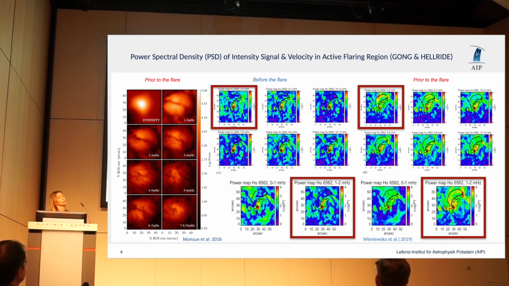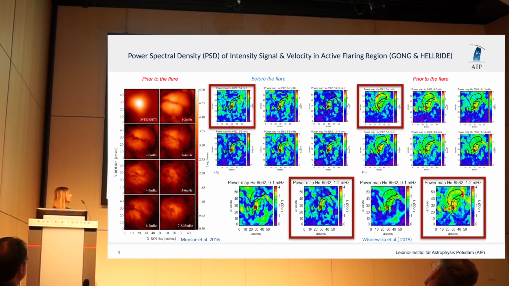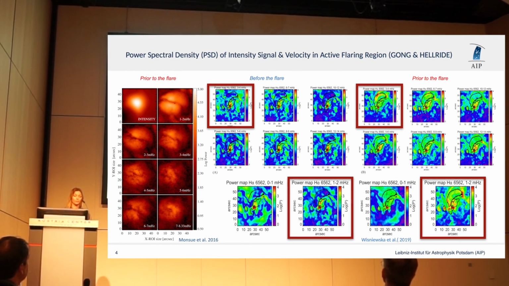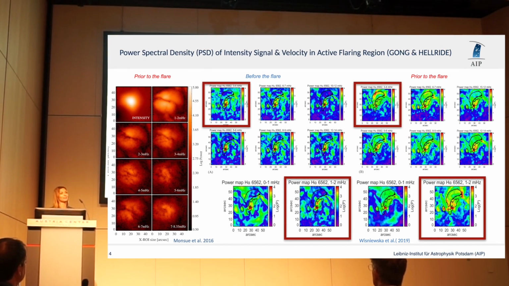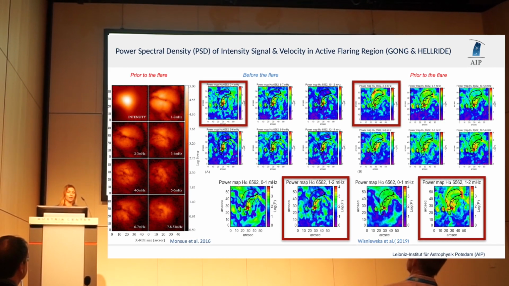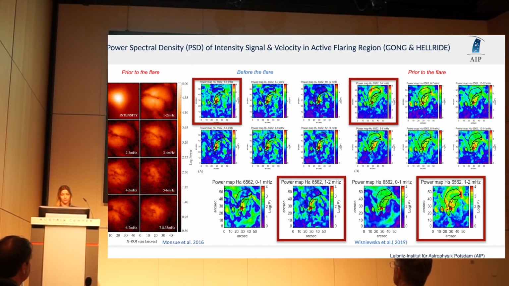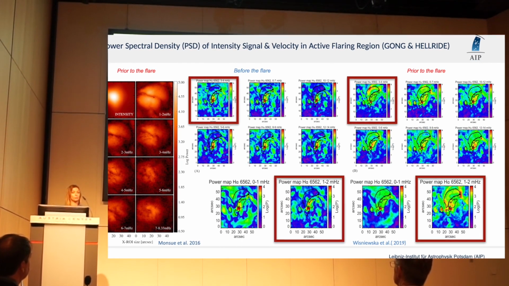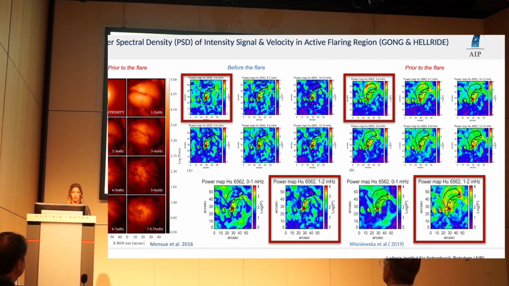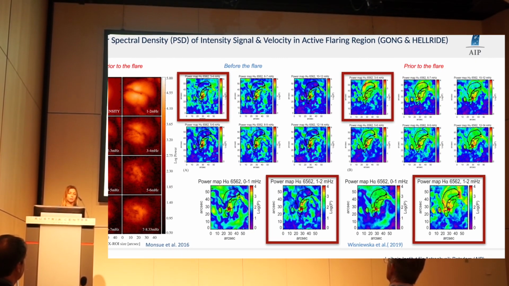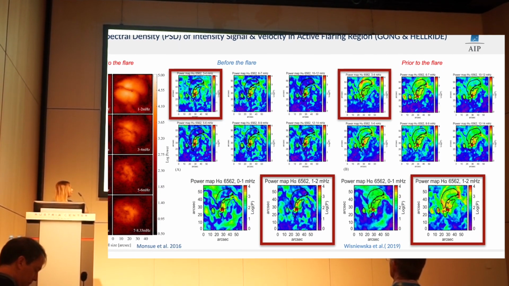Some time ago, a pilot study was done by Manswe in 2016, and this is this work. Sorry for this pointer. They calculated the bispectral density from the GONG data in the flaring region, and they observed an enhancement in a certain frequency range. They showed that there is a big enhancement of the power in a range of 1 to 2 millihertz.